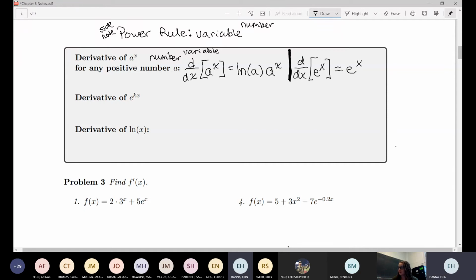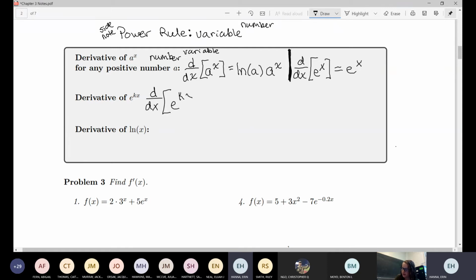So those are technically the same rule. This one is just a very specific case of it. And this one is the one we're going to use more often. We are going to use this a to the x rule in some of the problems below, but in terms of exam questions and quiz questions, I rarely ever use that a to the x. I always use e to the x instead. It's more often used.